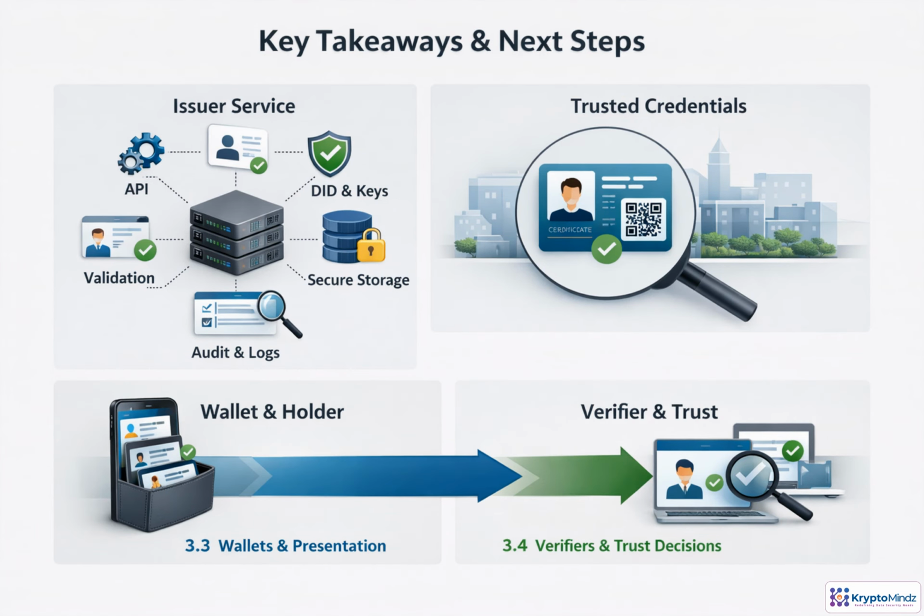You now have the issuer blueprint. Accept a request, validate the subject, bind the DID, build and sign the credential, then deliver, store, and audit responsibly. Trust depends on protected keys, careful privacy choices, and clear evidence. Next, we follow credentials into wallets, presentations, and verifier decisions.